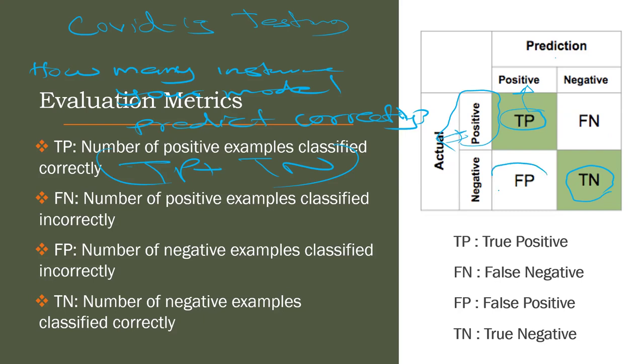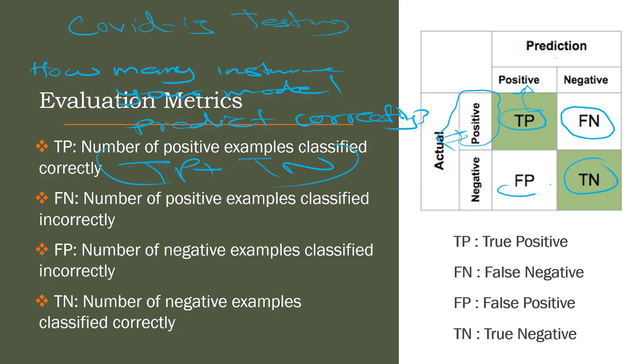What about this one? If you look at the real scenario, what will happen? Already in their body they have COVID symptoms, but the model you developed says they don't have COVID. That is the meaning of false negative.